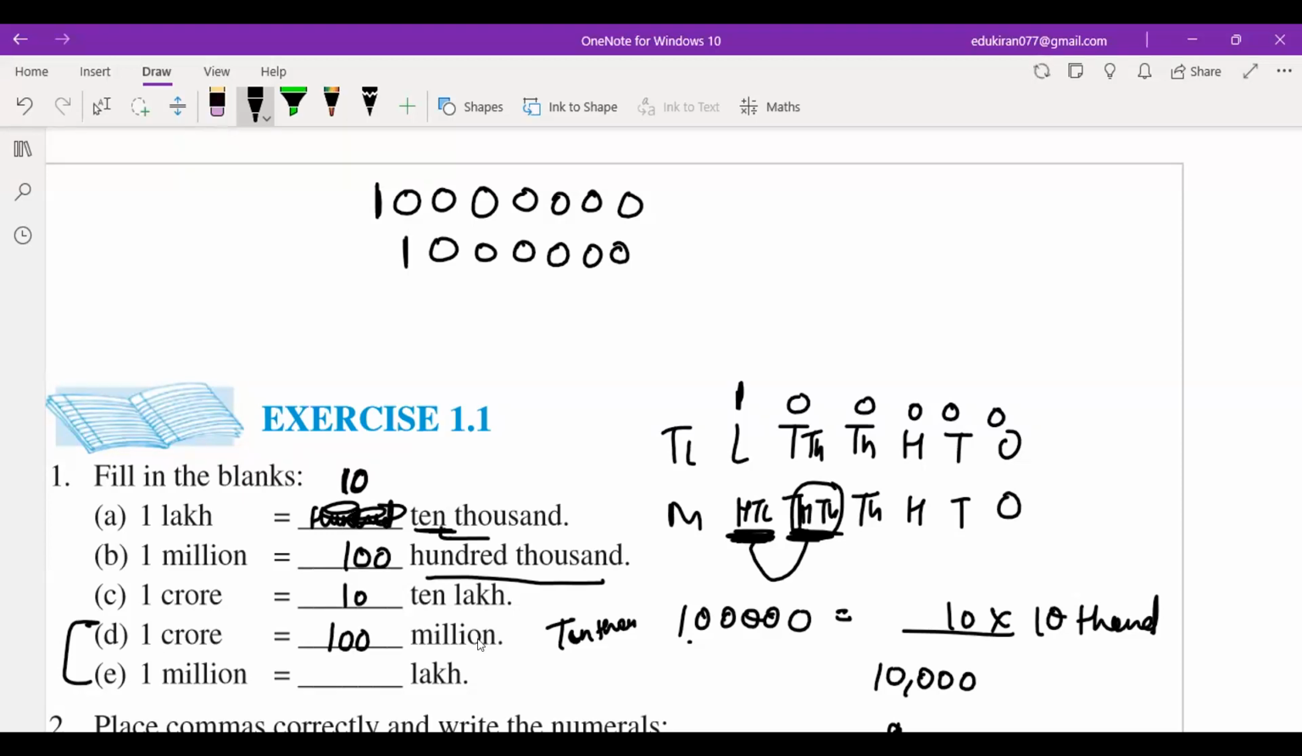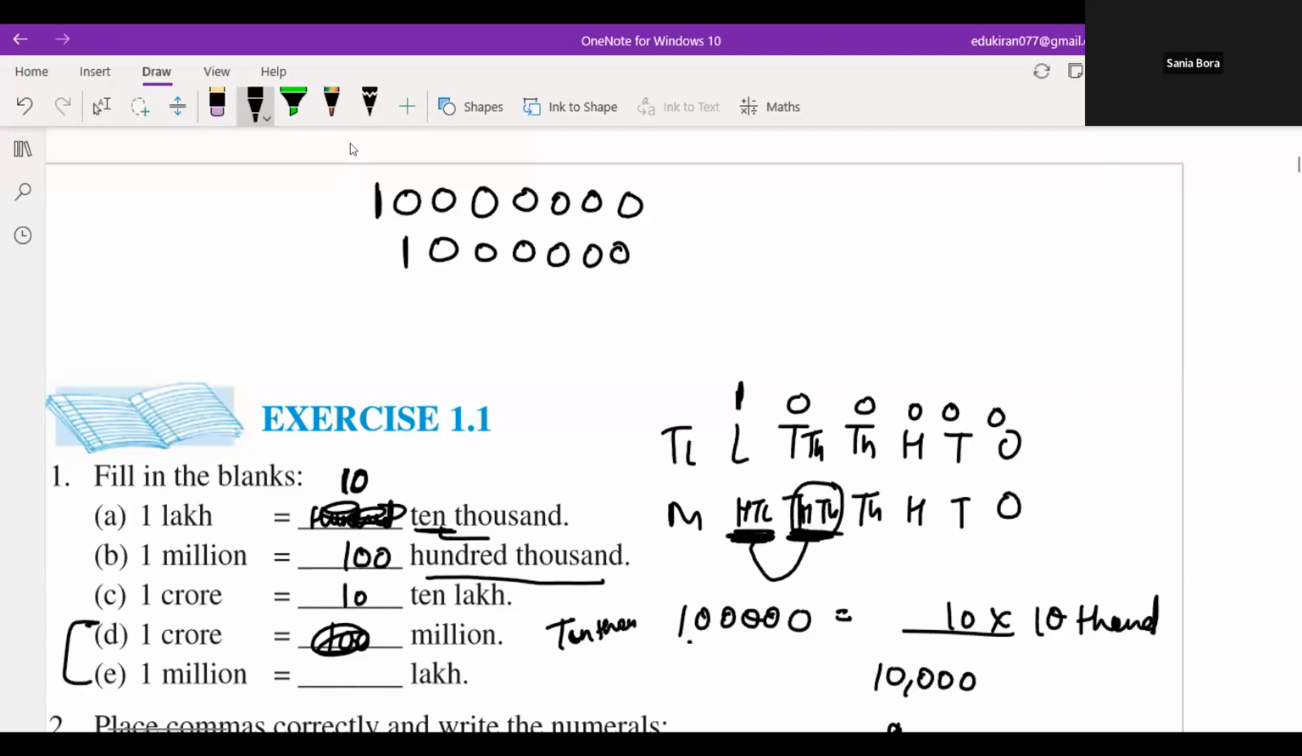I got confused. If you make a mistake with the zeros, it will be a difficulty, because the examiner will see that you wrote 100 and will automatically deduct the marks. So you need to be very careful while doing this. Now for 1 million and 1 lakh, recheck it. Now do it.